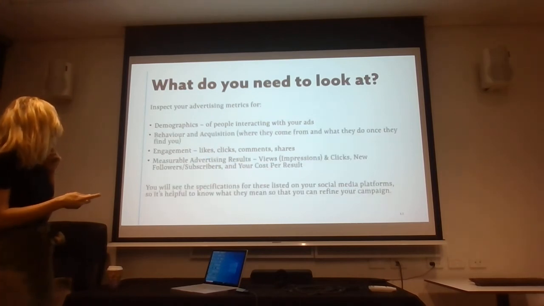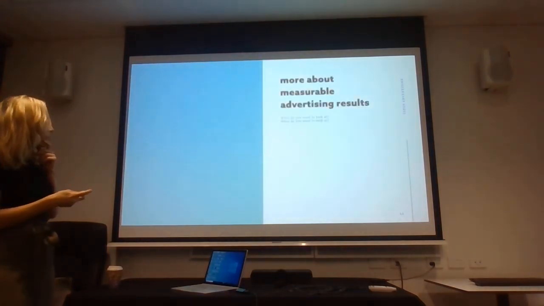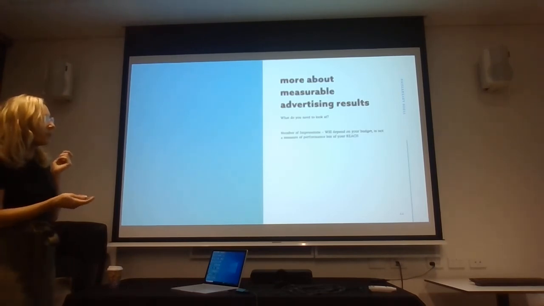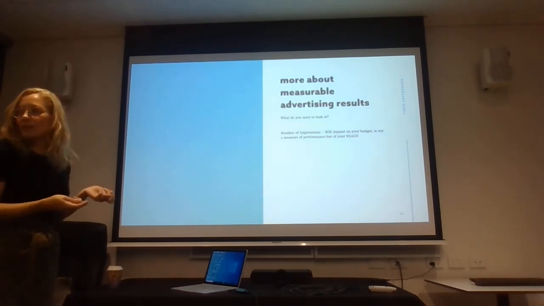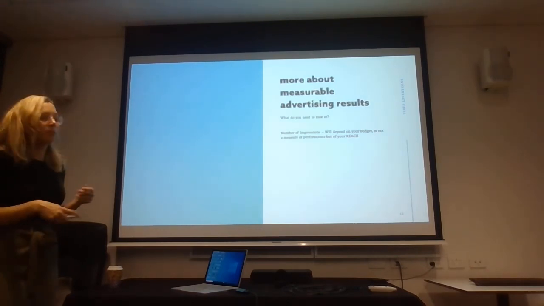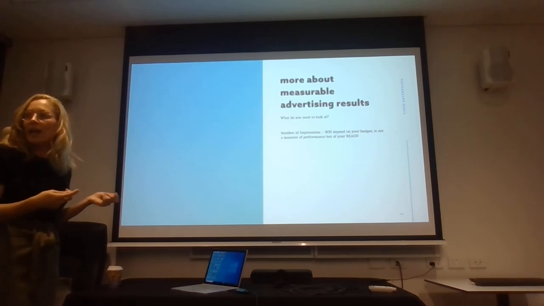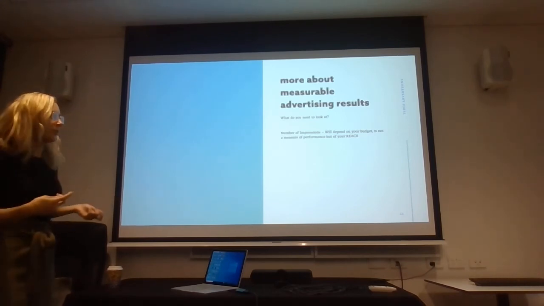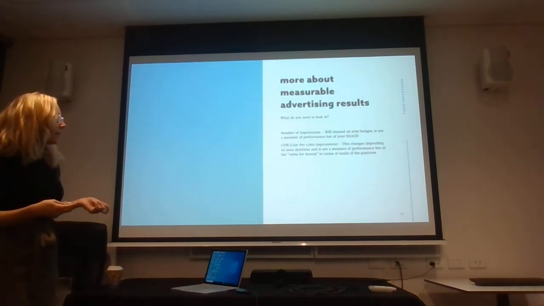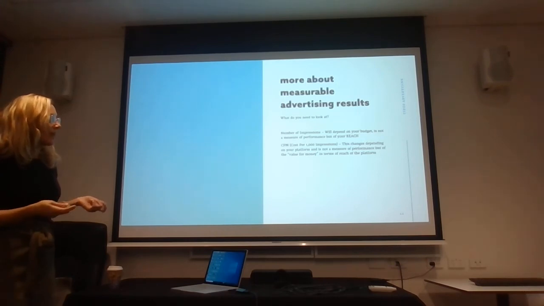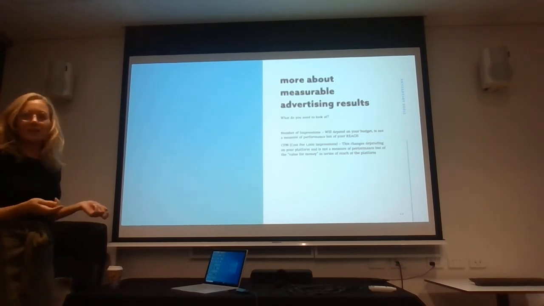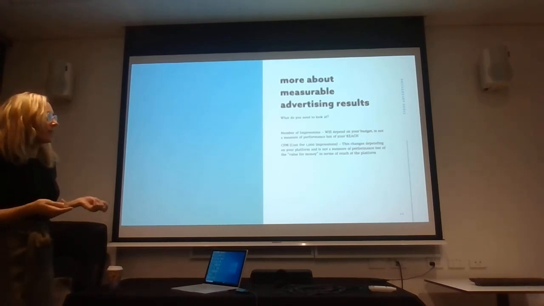So we'll go into some of this more about measurable advertising results. Number of impressions, this depends on your budget. It's not a measure of performance as such, but it's a measure of the reach of your advertising. So how many views have you received from your ad campaign? We've got CPM, that's cost per 1,000 impressions. This changes depending on your platform. It's not a measure of performance, but it's a measure of the value for money in terms of reach.